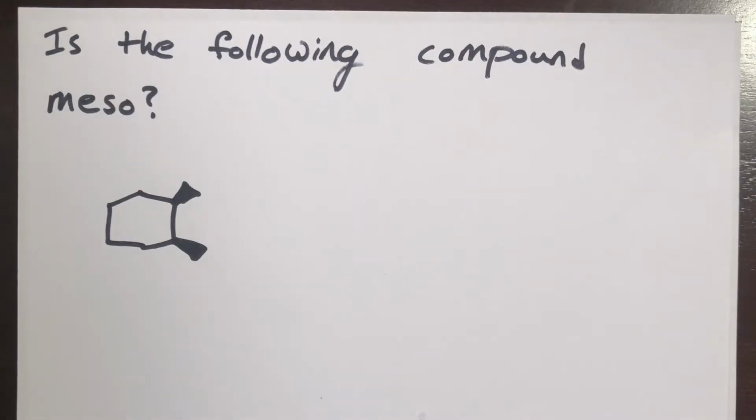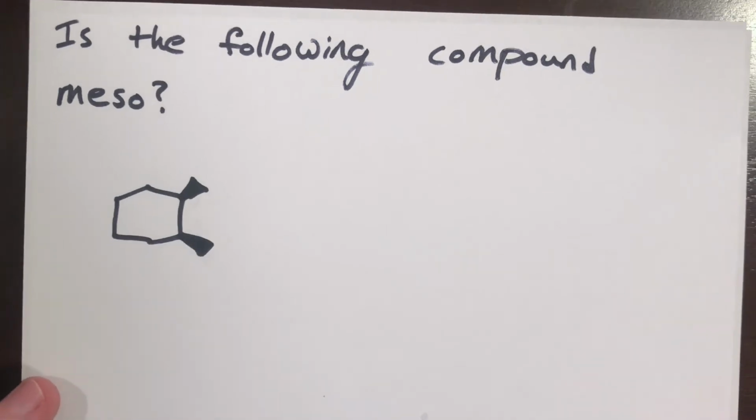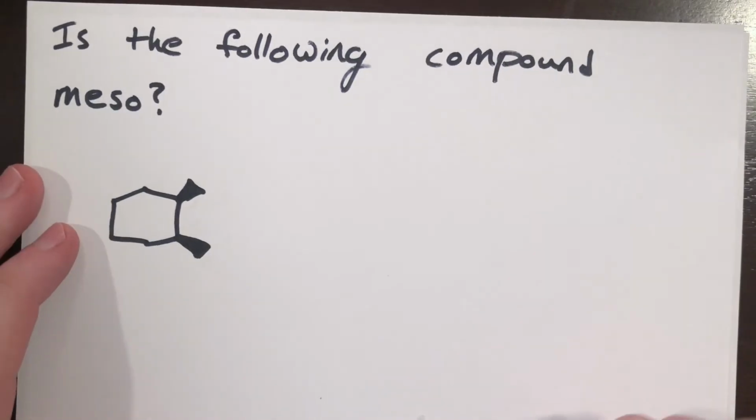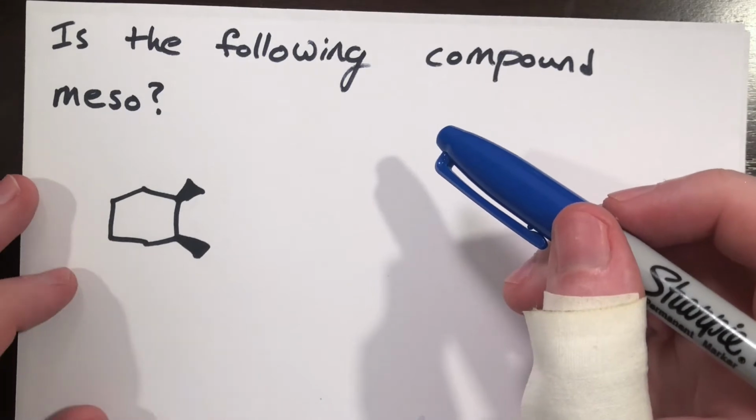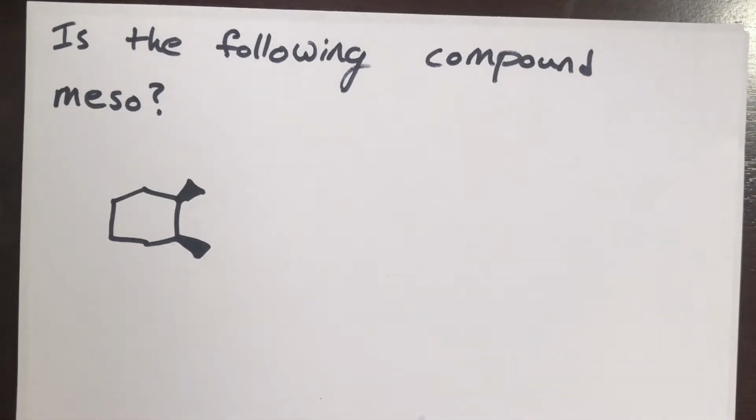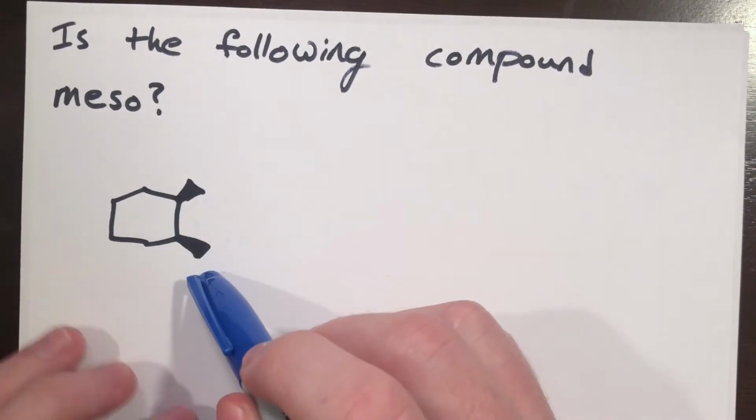Okay, here we have another example. So the first thing that we want to do is go back through our rules. So the first thing to check is there 2 or more chiral centers? Is it an even number specifically? We have 2 that appear to be chiral.